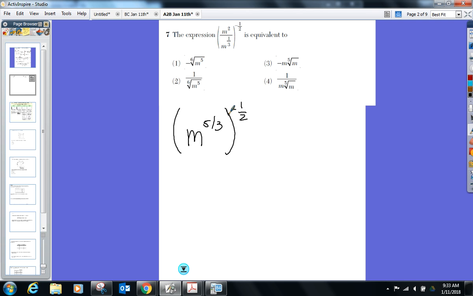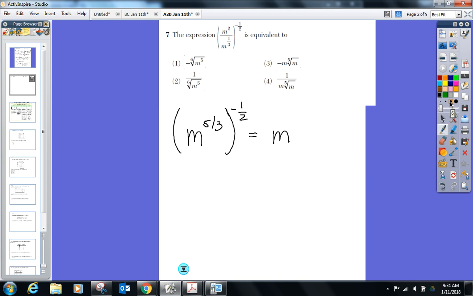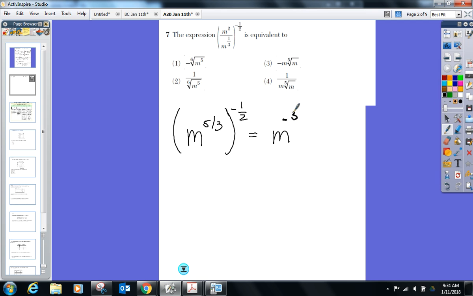All right, next exponent rule. What happens when you raise an exponent to another one? What's my rule? Multiply, yes. So everyone ready? 5 thirds times negative 1/2 is negative 5 over 6.